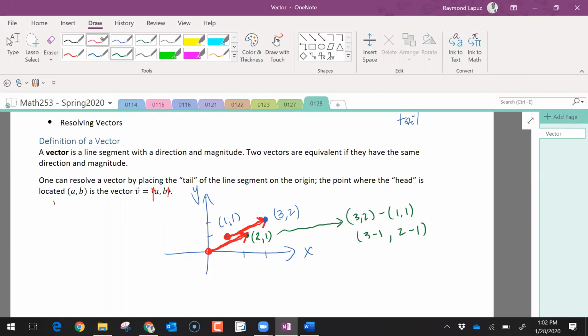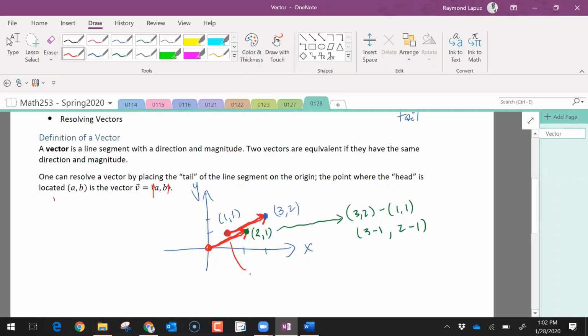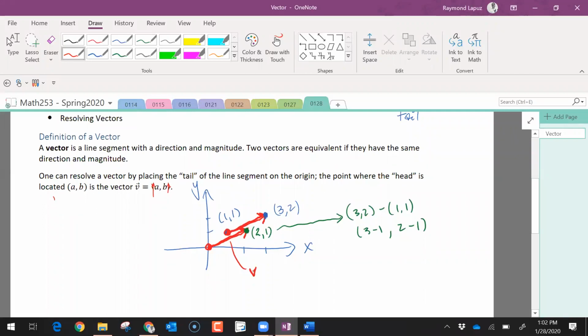So then I would label this vector, maybe call it V. A couple of notational ideas that we're going to be using. You know how if we have a number, we just say X or Y or A or B or whatever, or N. If we're talking about a vector, we usually denote it by V, W, something like that. Sometimes, but very rarely, we'll use A, B, C.